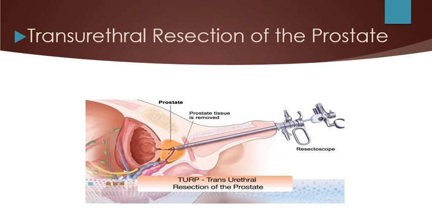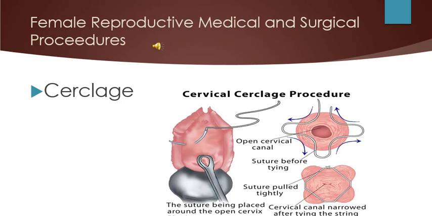Transurethral resection of the prostate is a surgical procedure to relieve an obstruction caused by benign prostatic hyperplasia. This is done by an insertion of a resectoscope into the penis and through the urethra to chip away at any prostatic tissue that may be causing problems.